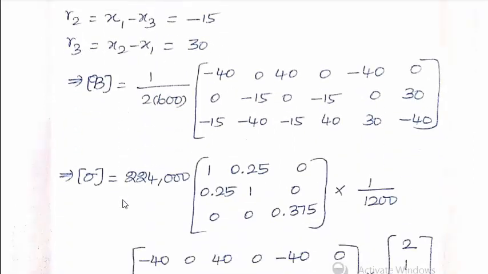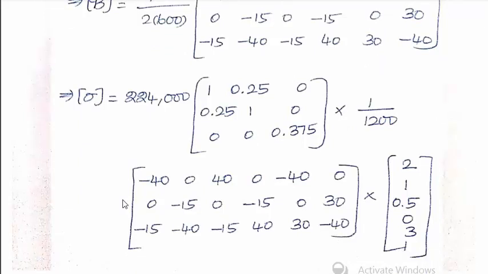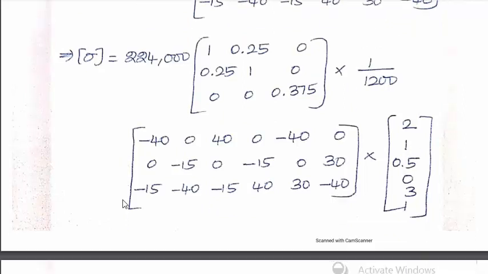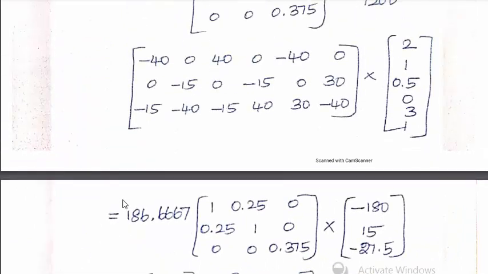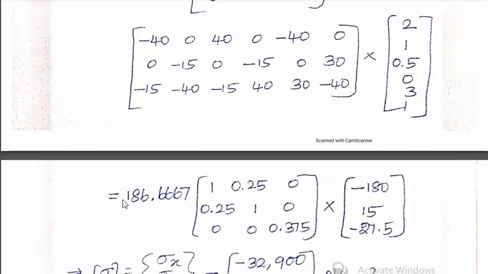The stress matrix can now be calculated by multiplying the D, B and U matrices. The D matrix has been calculated, the B matrix has been calculated, and the displacement matrix components are given in the problem. First, by multiplying the constant values out of the matrices, that is 224,000 into 1 by 1200, we arrive at 186.6667. Keeping the first matrix as it is, we multiply the second and third matrices. The size of the second matrix is 3 cross 6 and the size of the third matrix, the displacement matrix, is 6 cross 1. So the product of these two matrices will have the size of 3 cross 1. That is minus 180, 15, minus 27.5.